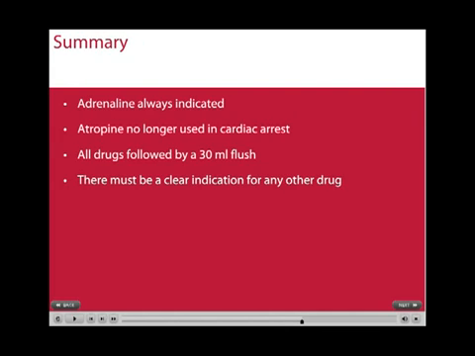This brings to a close this brief tutorial on advanced life support drugs. In summary, adrenaline is always indicated. It is just the timing that is important. Atropine is no longer used in asystolic cardiac arrest. All drugs given via the intravenous or intraosseous route should be followed by a 30 ml flush of normal saline, and there must be a clear indication for any other drug to be given.